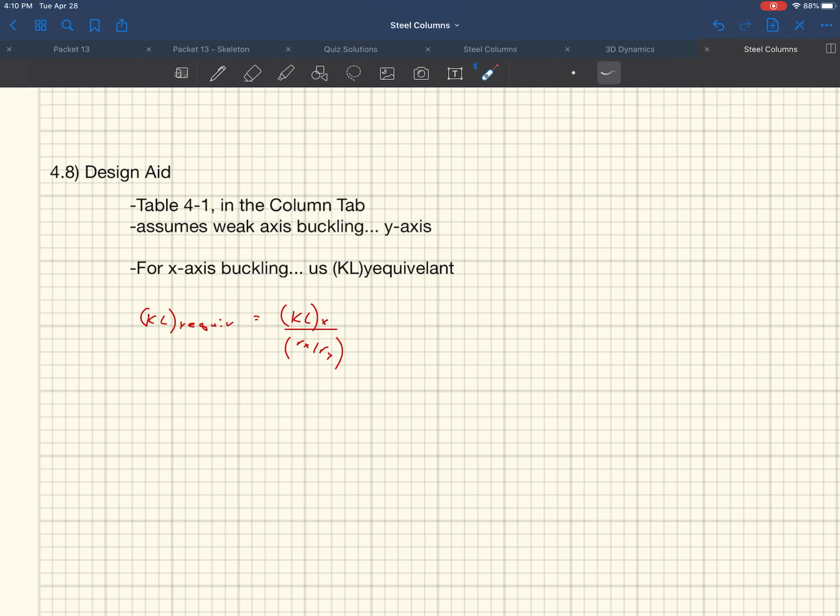This is your radius of gyration, your section properties that resist buckling. So Rx is always going to be bigger than Ry, so this number is going to be bigger than 1. Then you take the strong axis and divide by a number bigger than 1, and so it brings it down to a smaller number, like an equivalent weak axis unsupported length. Okay.